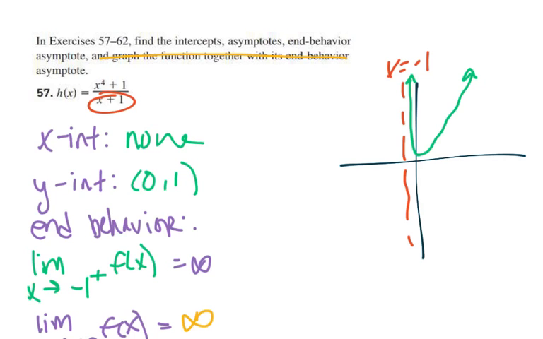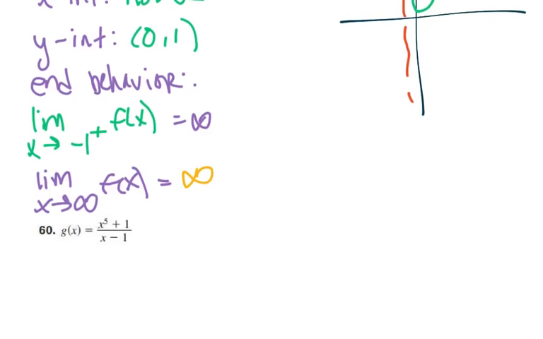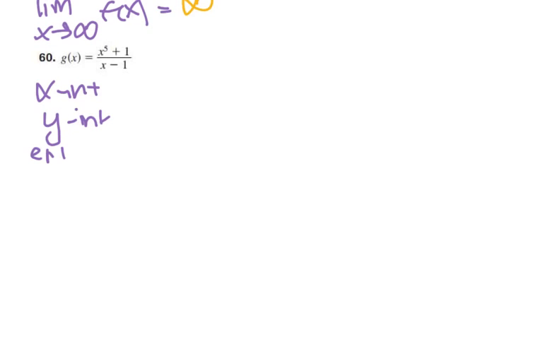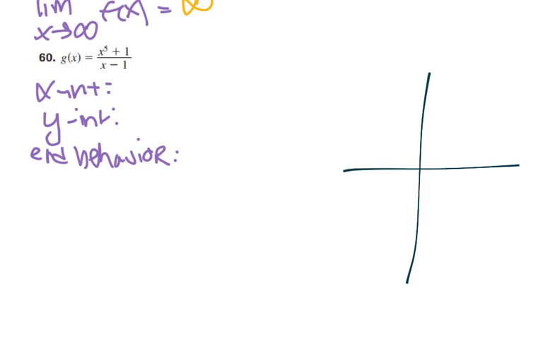Okay. So find the intercepts and asymptotes of the next piece. So again, we want the x-intercepts, the y-intercepts, and the end behavior. Alright, so as we check out a graph of this, we've got x to the 5th, which we will add a 1 to and subtract 1.